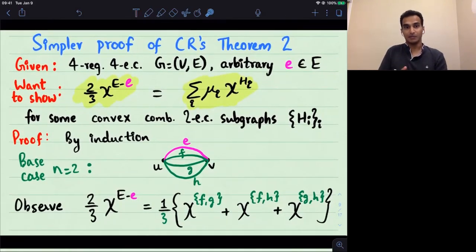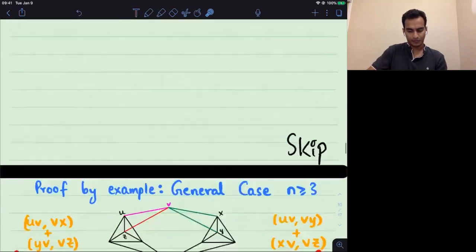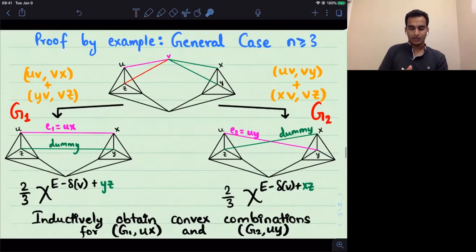We're now ready to give a simpler proof of Carr and Ravi's result. Recall that we want a convex combination for this uniform vector. We proceed by induction. The base case is trivial. The base case happens when you just have 2 vertices connected by 4 parallel edges. It is very easy to produce the desired convex combination.